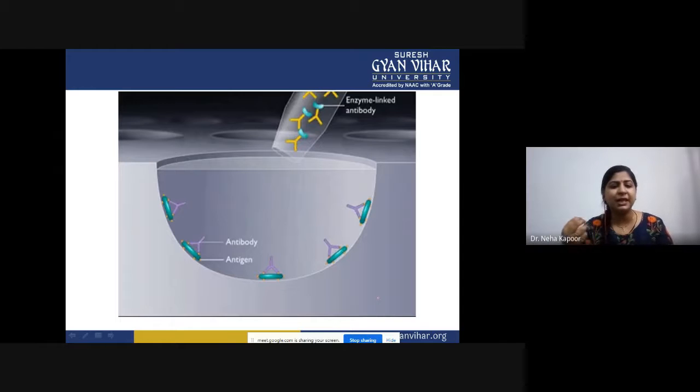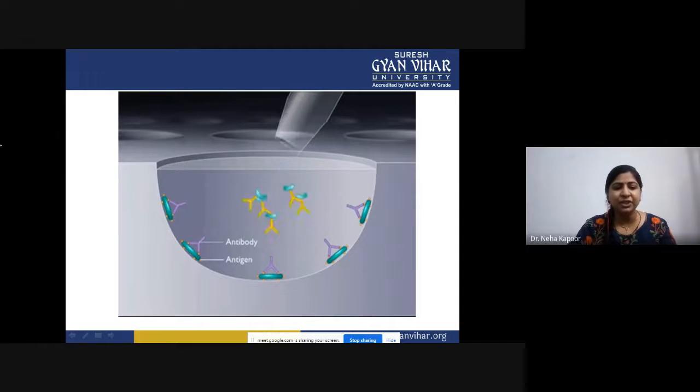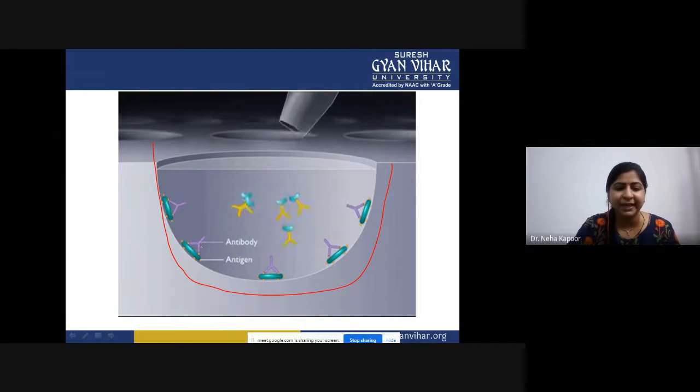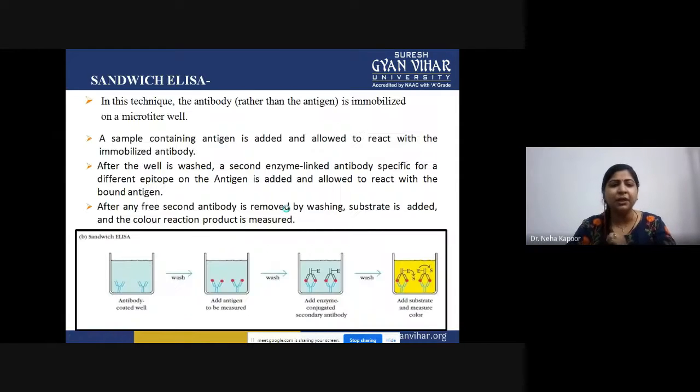As you can see, this is an animated part in which an antigen is already layered. This is a microtiter well. These green colored are antigen onto which primary antibody, or you can say the sample, has been layered. After that, we are adding this secondary antibody conjugated with enzyme. This is the enzyme linked antibody. It is being attached, and once you have added the substrate, the colored reaction can be obtained. So this was all about the indirect ELISA technique.